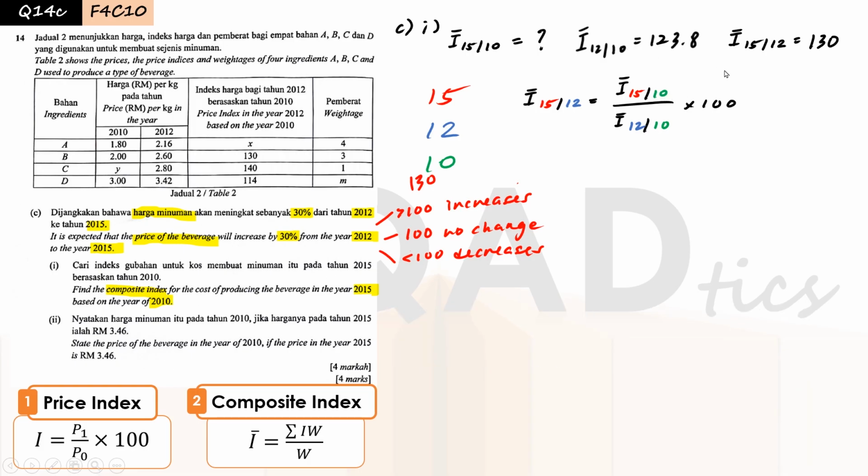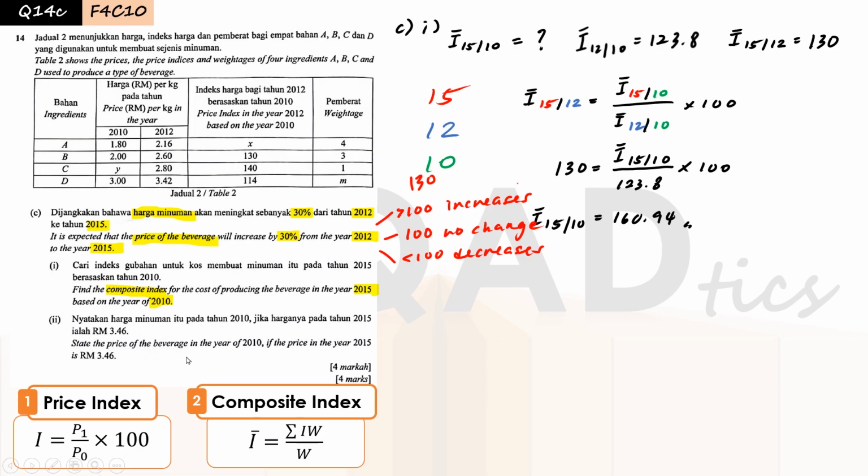Okay, so now very simple, we just need to substitute all the information that we have into this formula. So 15/12 will be 130 and 12/10 will be 123.8. So we rearrange and we'll get the composite index that we want, which is 160.94.